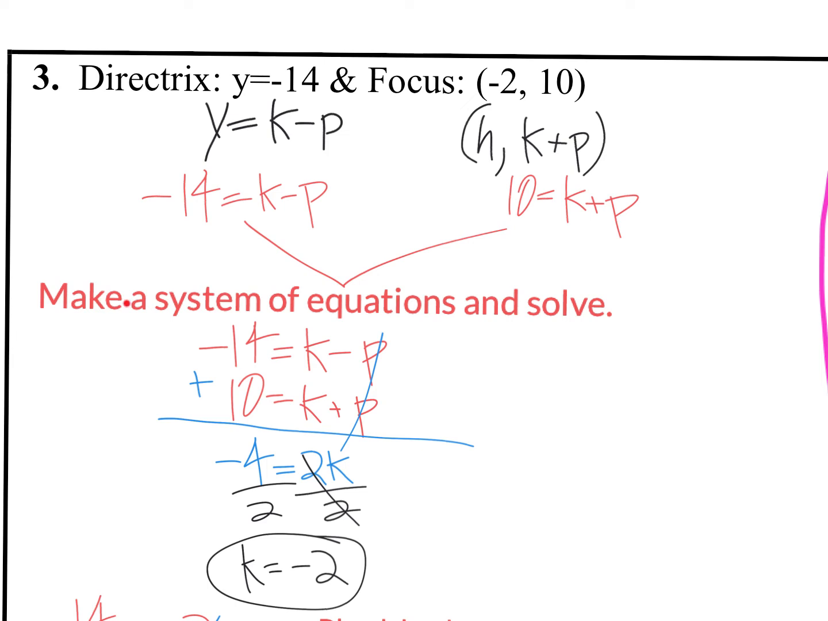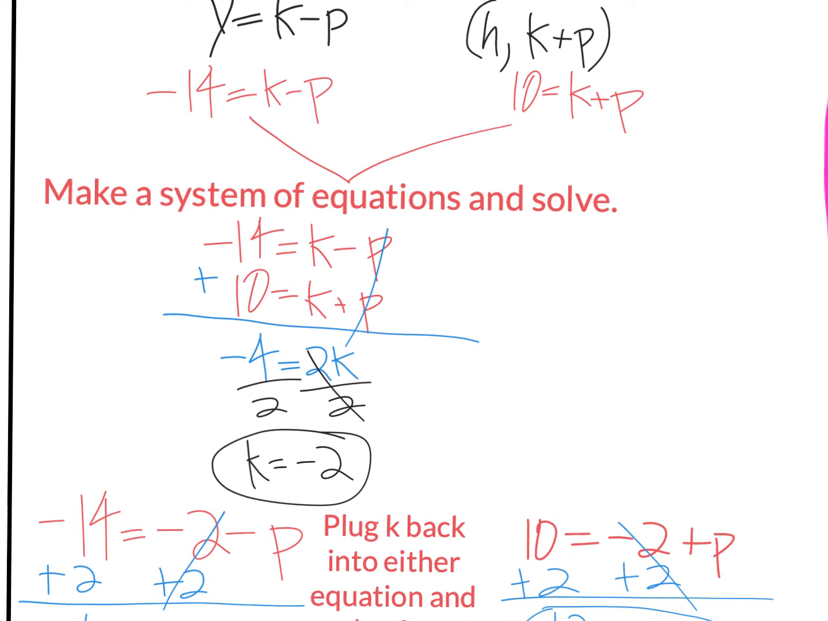So I wrote here, let's make a system of equations and solve, because we both have the same letters in common, a k and a p. If I make a system of equations, I can just add these two equations together, because I have one that's minusing p and one that's adding p. Well, those would just cancel each other out. That would give me -14 plus 10 is -4, and k plus k is 2k. So divide both sides by 2, and -4 divided by 2 is -2. So k is -2. All right, so now I know my h, and now I know my k.